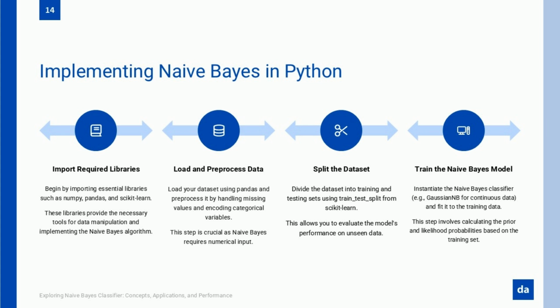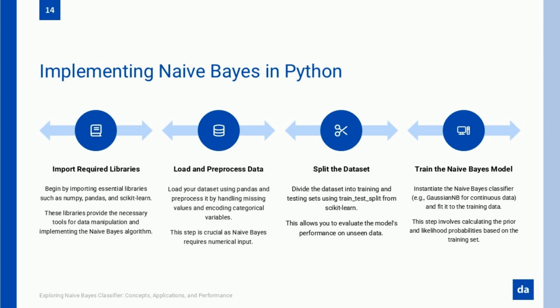First, it all begins with importing the required libraries. In Python, we rely on well-known packages like NumPy, Pandas, and scikit-learn. NumPy helps with numerical computations, Pandas handles data manipulation, and scikit-learn provides all the tools we need to implement and evaluate naive Bayes.